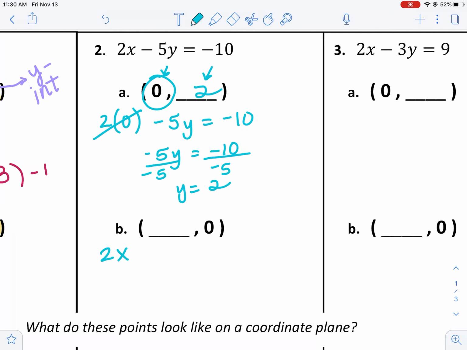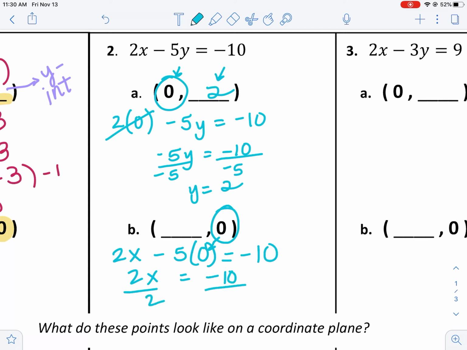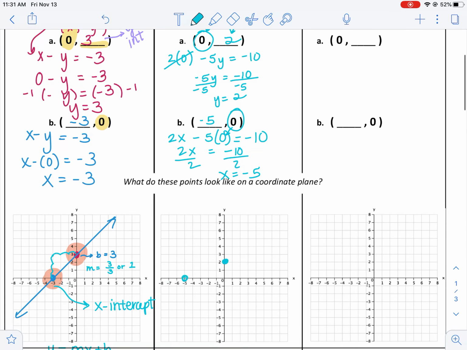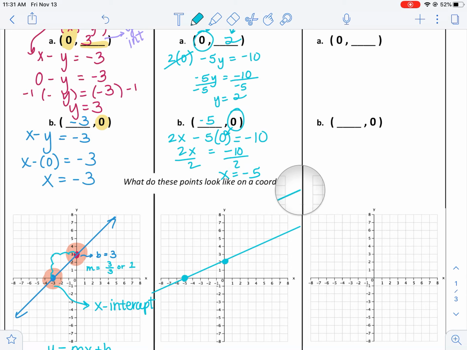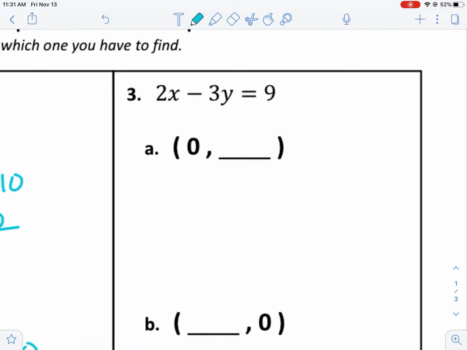Okay, well, opposite of that. Now y is 0, so I'm going to put 0 in the y spot. 2x is equal to negative 10. I'm going to divide both sides by 2. x is equal to negative 5. So when x is negative 5, y is 0. That is my x-intercept. We can find the rise over the run between those 2 points. We can find the slope. We know the y-intercept. We could write y equals mx plus b. Cool?